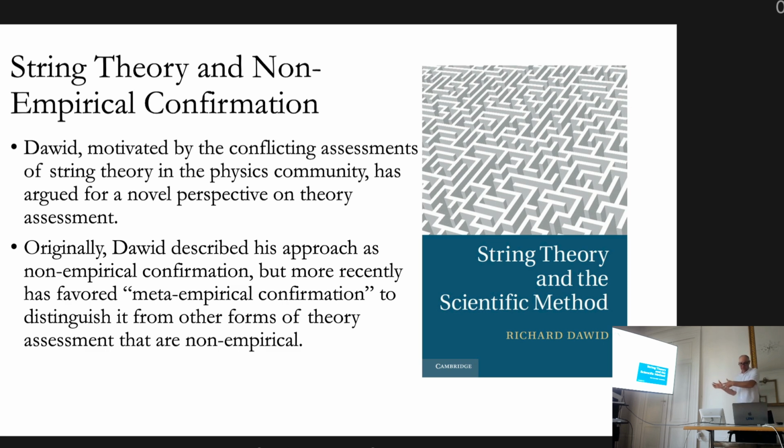The starting point for his work is published in this book, 2013, I think it is. Although he'd started working on this project many years earlier. The first paper I think he published on it was 2006. But all that work was eventually packaged together into this book. And the focus there was primarily on string theory, because that's the context in which he developed his ideas about meta-empirical confirmation and theory assessment. But since then, it's spread further into other areas of science, as I'll mention a little bit later.